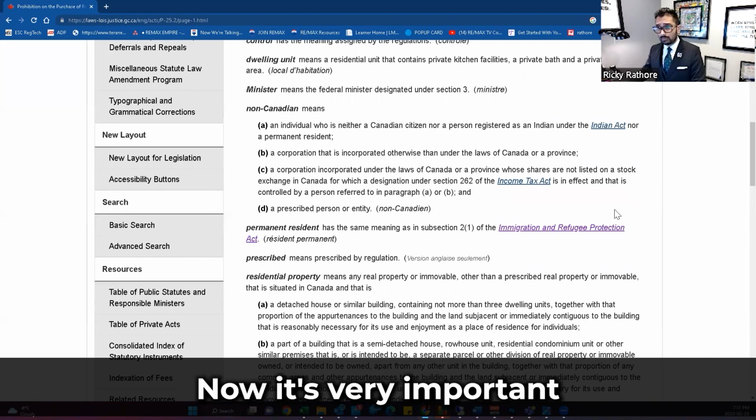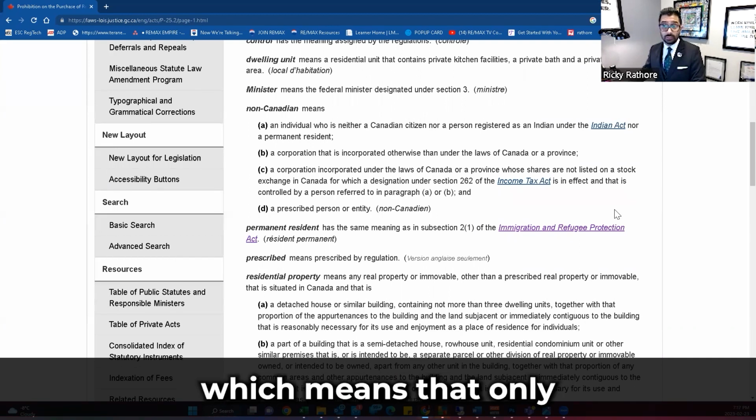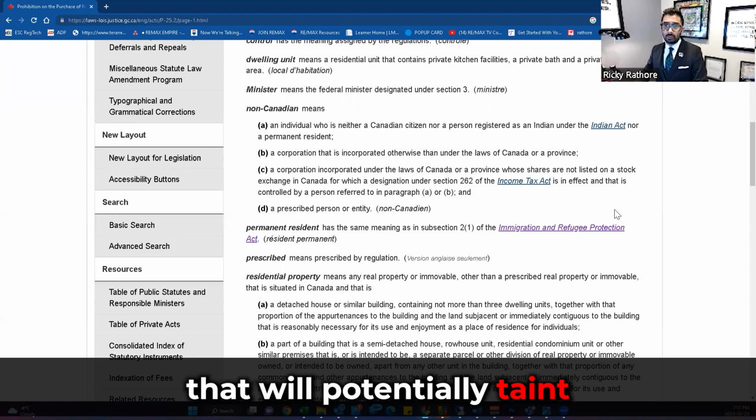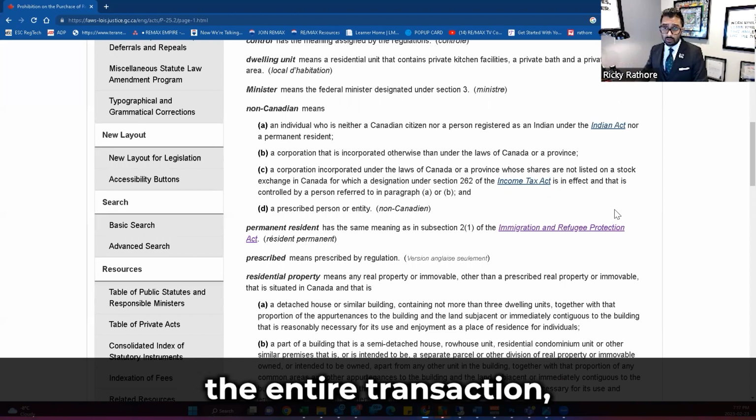Now, it's very important that it's a principal residence, which means that only you and your spouse should be taking title. If you add in a cosigner or a guarantor, even for a minor share, that will potentially taint the entire transaction, meaning that it would not fall under one of the exemptions.